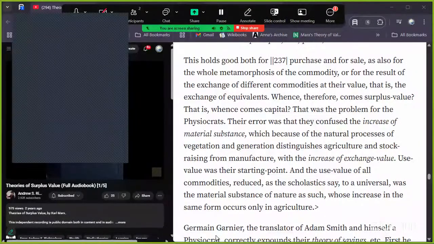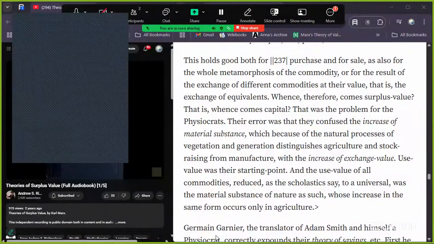This holds good both for purchase and for sale, as also for the whole metamorphosis of the commodity, or for the result of the exchange of different commodities at their value, that is, the exchange of equivalents. Whence, therefore, comes surplus value, that is, whence comes capital? That was the problem for the physiocrats.